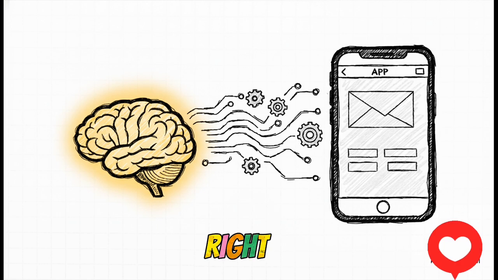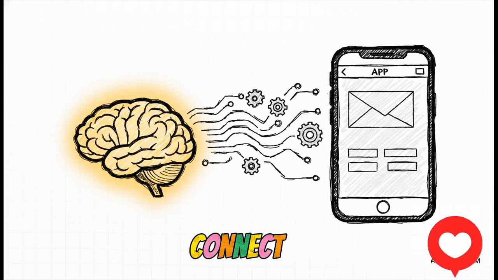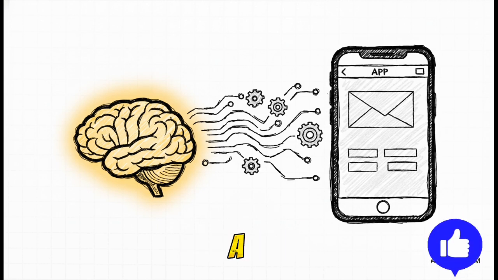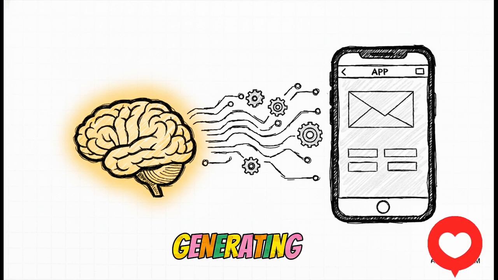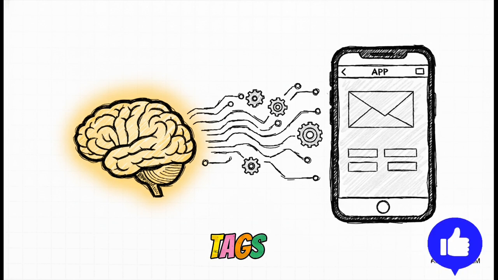All right, so now we've got the body of our app, the structure, but every app needs a brain, right? This is the step where we connect that brain. We're going to integrate a super powerful AI model, in this case, Google's Gemini, and that's what's going to do the actual work of generating all those titles and tags.